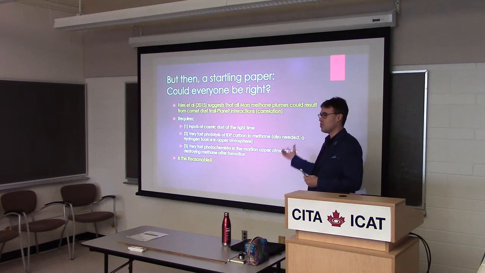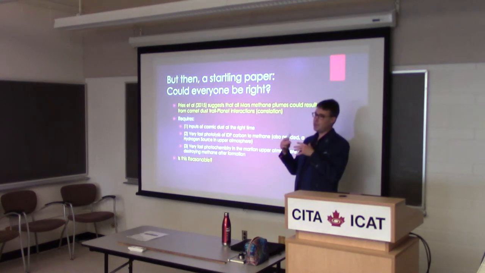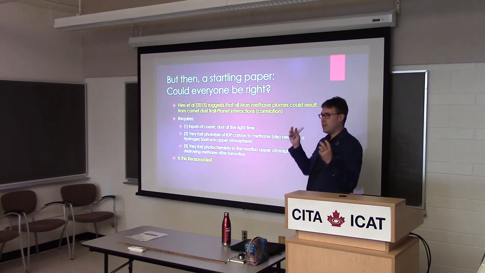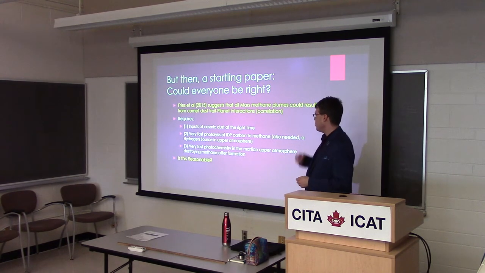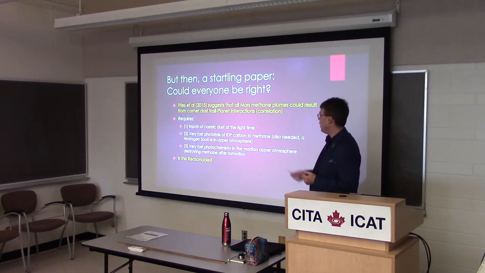So the idea is Mars goes through a cometary dust trail. This material hits the top of the atmosphere. You see it for a short bit of time, and then it's consumed and goes away. So his paper was just a correlation. There was no mass balance or anything like that in it. However, it requires 3 different mechanisms to be true in order to work.